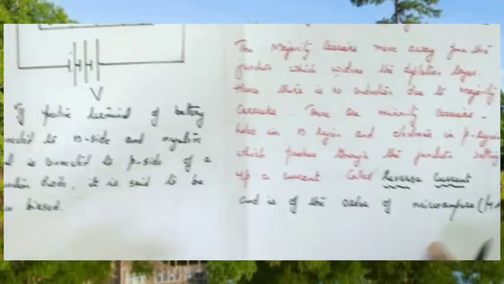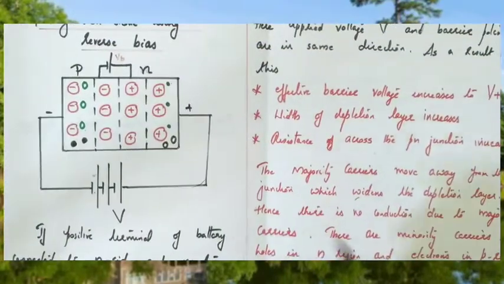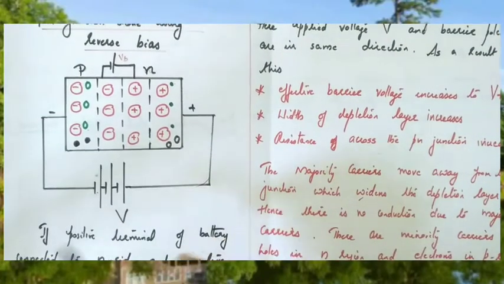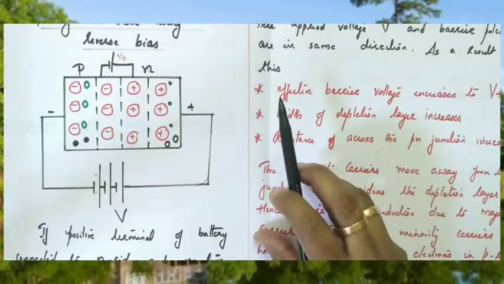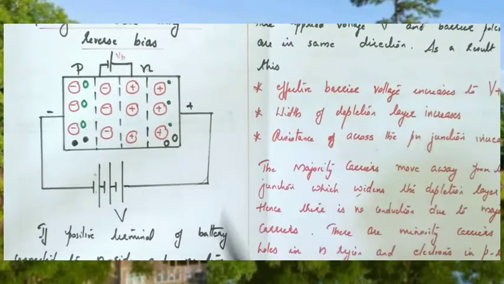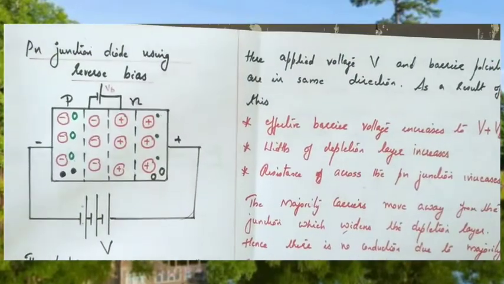Okay, so that is the p-n junction diode under reverse bias. The p region is connected to negative and the n region is connected to positive. There is no conduction due to majority carriers and there is conduction only due to minority carriers, and the current is of the order of microampere.